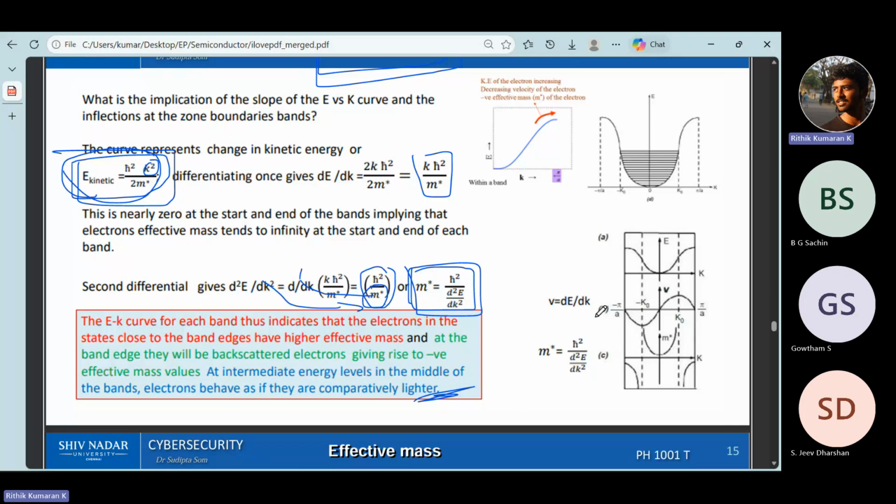Also, if a particular particle is in the middle of a band, it will have a lighter mass. If it is very close to an edge of the band, it will have a heavier mass. This is what is pretty much explained in this diagram. So this is the list of formulas you have.